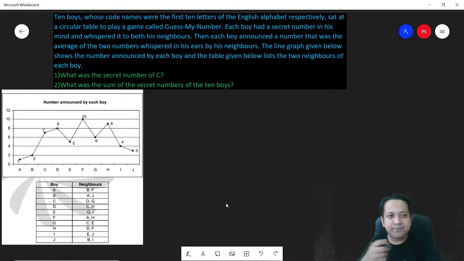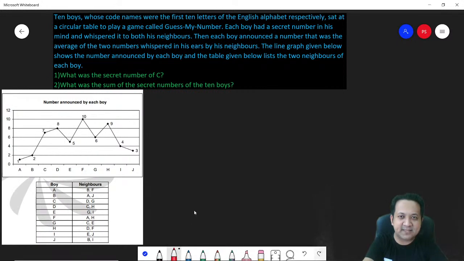10 boys whose code names were the first 10 letters of the English alphabet respectively sat at a circular table to play a game called Guess My Number. Each boy had a secret number in his mind and whispered it to both his neighbors. Then each boy announced a number that was the average of the 2 numbers whispered.